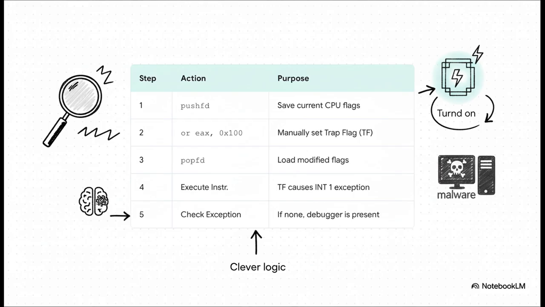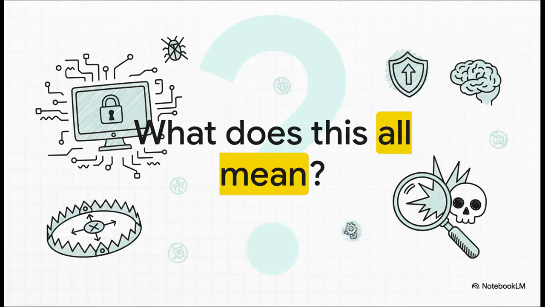So what does the malware do? It turns this flag on by itself. Then it runs a single instruction and waits for the exception that the trap flag is supposed to cause. But if a debugger is attached, the debugger will catch that exception first. So if the malware's own exception handler never gets the signal, it knows. It knows a debugger intercepted it. It's using the hunter's own tool to detect the hunter. It's just amazing.